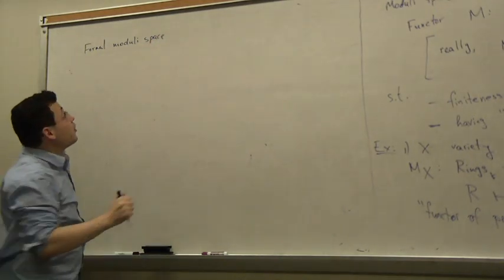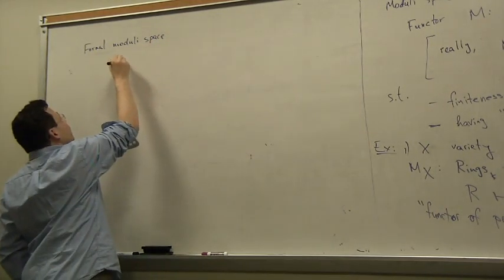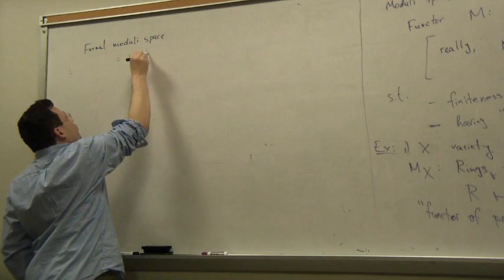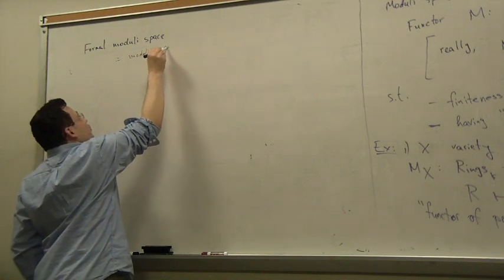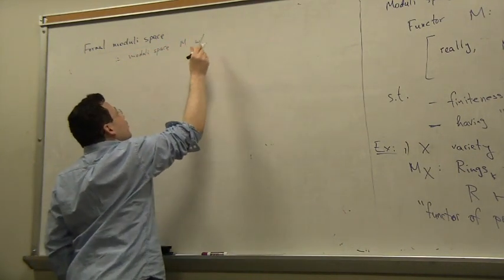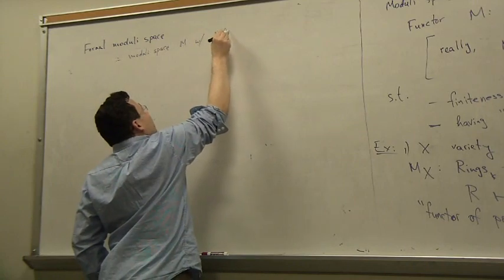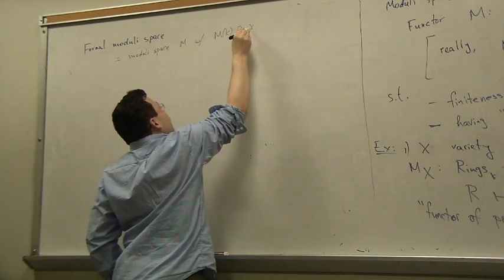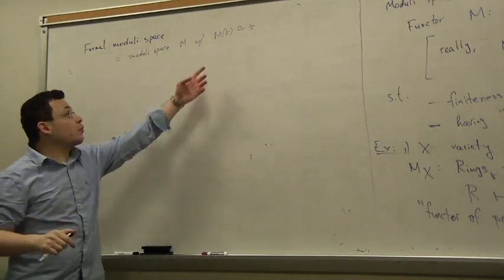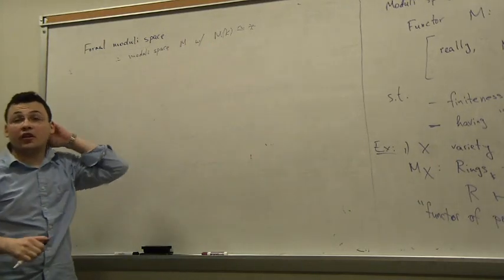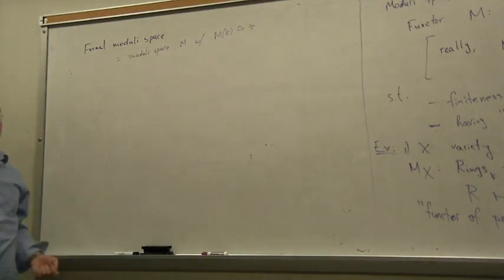which I'll define in a slightly non-standard way, which is going to be a moduli space with the condition that evaluated at the ground field, then this is just a point. So it has one closed point, essentially.